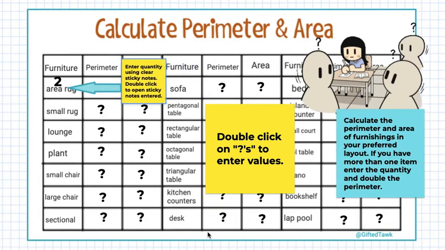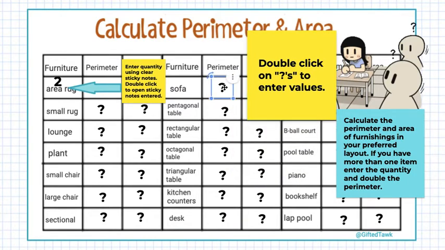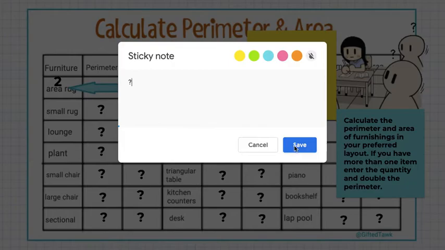So here I mentioned that you need to enter quantity using clear sticky notes. Double click to open a sticky note. And wherever there is a question mark, you can double click to open the question mark to enter the value.